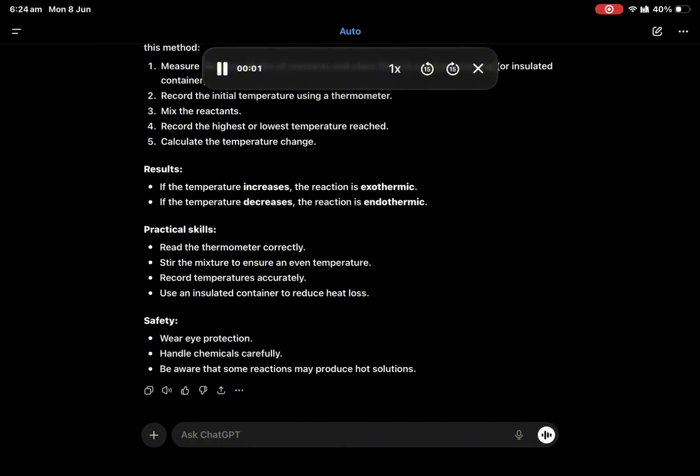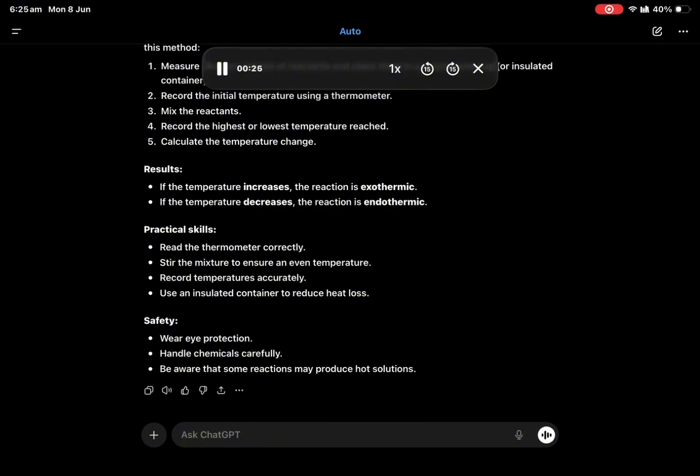For investigating the temperature changes that occur during a reaction, 2.8.7, know this method. 1. Measure a known volume of reactants and place them in a polystyrene cup or insulated container. 2. Record the initial temperature using a thermometer. 3. Mix the reactants. 4. Record the highest or lowest temperature reached. 5. Calculate the temperature change.